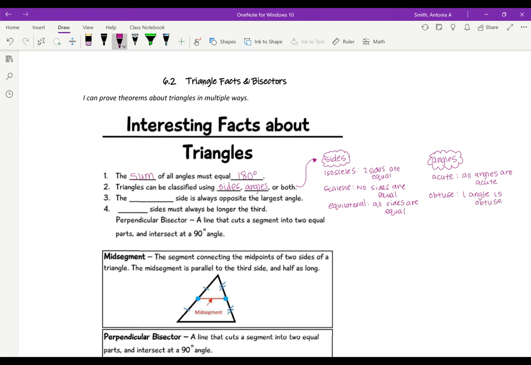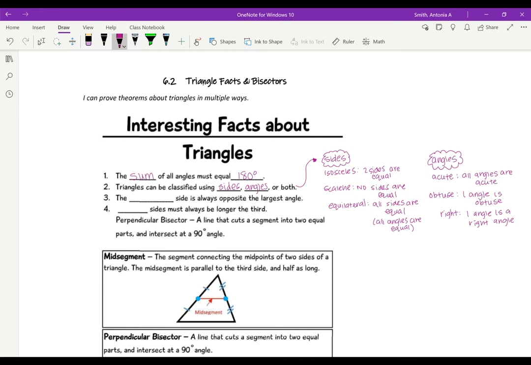Or you can have a right triangle. The last type of angle one is a right triangle, where one angle is a right angle. But with an equilateral triangle, I'm going to add this here, not only are all sides equal, but all angles are equal as well. Okay, so an equilateral triangle has all sides the same and all angles the same.